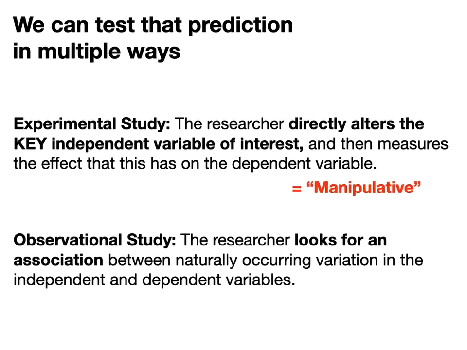The experimental studies are often called manipulative studies because we, as the researchers, manipulate the variable of interest, the independent variable of interest. Whereas observational studies are often called correlative studies.